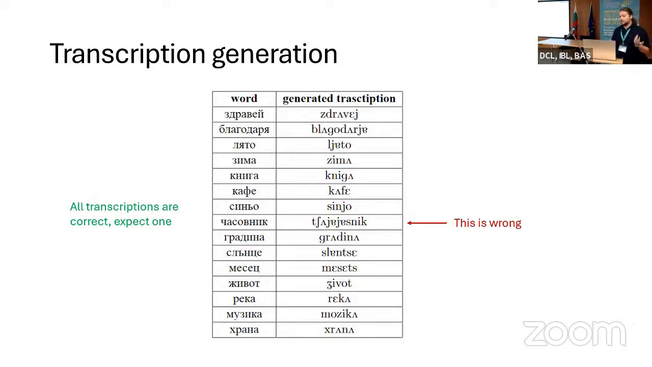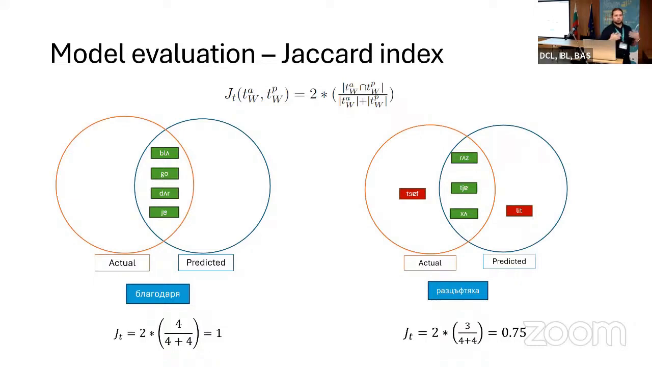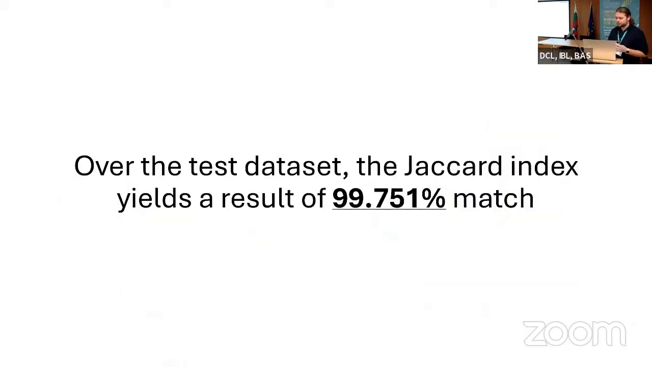We decided, okay, let's test it on something bigger. And how do we evaluate such a model? Well, as I said, we are working on syllables. So the first metric that we used was the Jaccard index, basically comparing whether the set of syllables in the actual word is the same as the set of syllables in the predicted word. We have 2 examples here. With the word благодаря, all the syllables are correct, so the score for that word is 1. While for the word разцъфтях, we have some differences, and the Jaccard score is 0.75. Over the whole testing data set, we got a 99.751% match, which I think is really good for such a model.